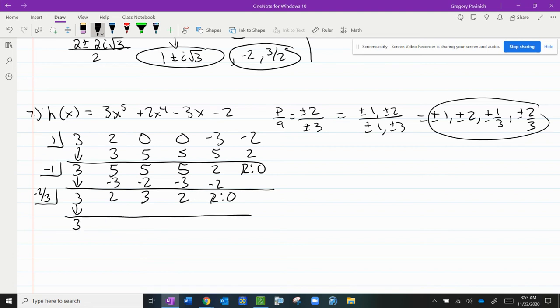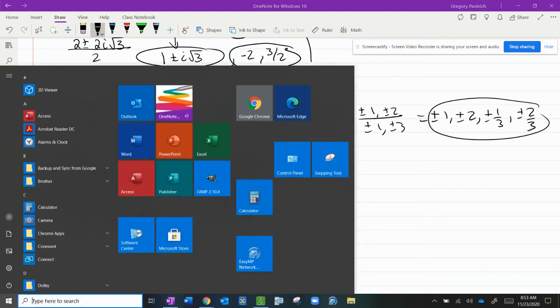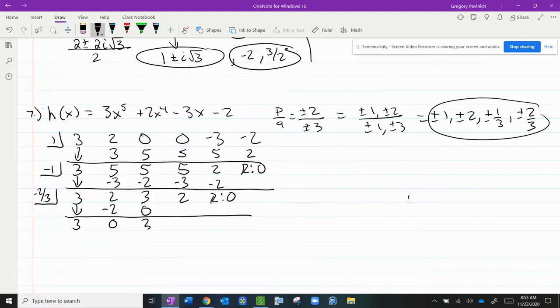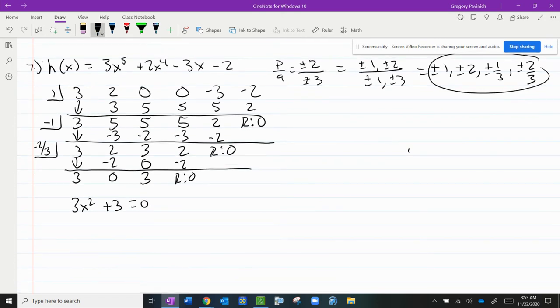Bring this one down. Again, when I multiply the numerator, the -2 by the 3, I get -6. Divided by 3 is -2. Ooh, I love a 0. And then I get 0, and then I get a 3, and then I get a -2. Boom, 3x squared plus 3. I love it when my linear term is gone because that means I can solve by the square root method and not have to put it into the quadratic formula.